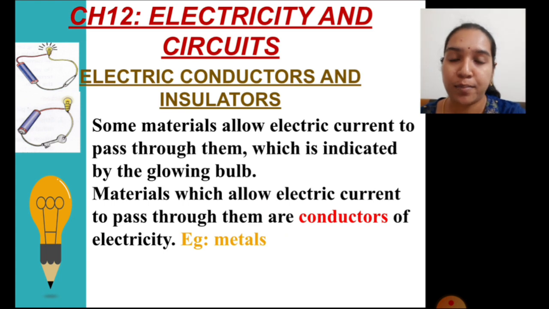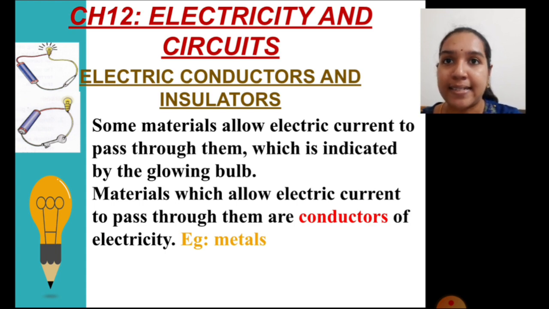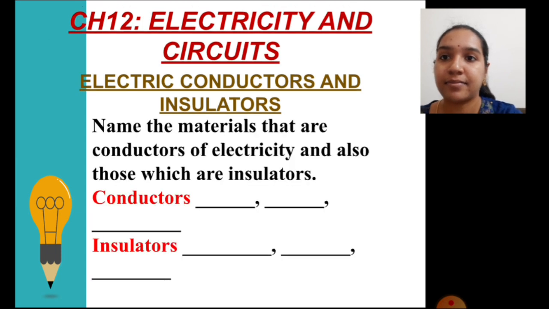But there are some objects that allow electric current to pass through them, and those materials are called conductors. So, the definition of electric conductors is: materials which allow electric current to pass through them are conductors of electricity. For example, metals like copper, aluminium, silver, steel, iron, etc. What you will do is write down in your notebook a list of electric conductors and insulators you have observed.